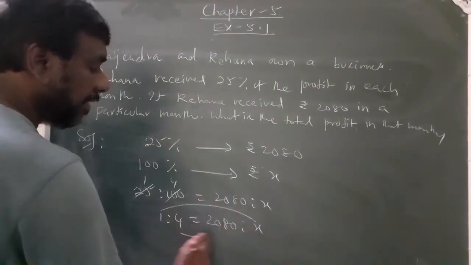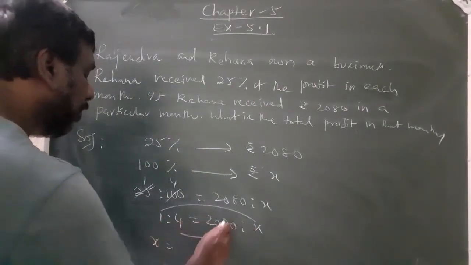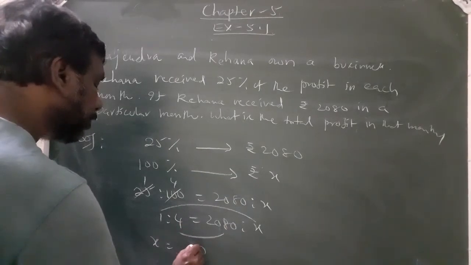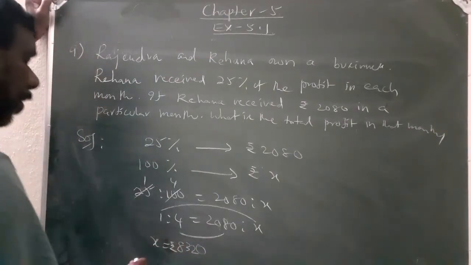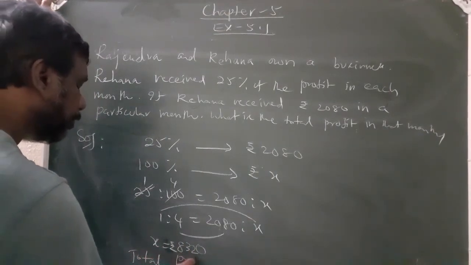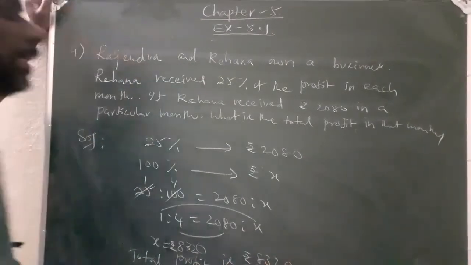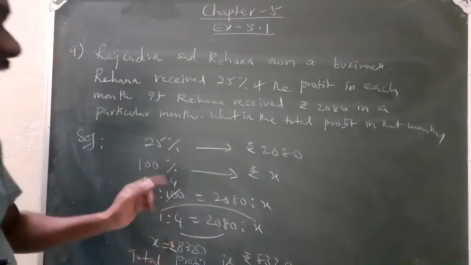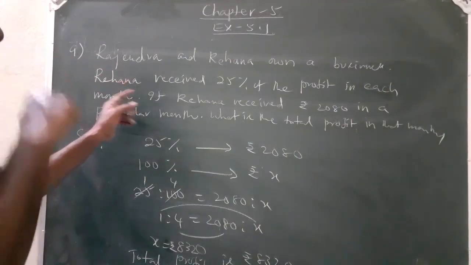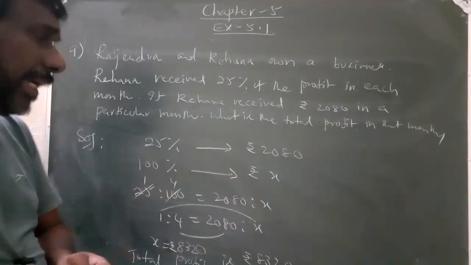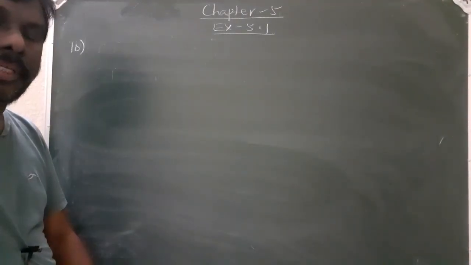So if two ratios are equal, we should do product of extremes equal to product of means. X into 1, X, 4 into this one. So total profit is rupees 8,320 in that particular month. So actually total profit is 8,320. Rahana received only 25%, means 2080. So the remaining profit Rajendra got. Okay. Thank you.